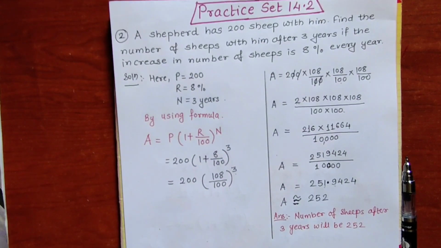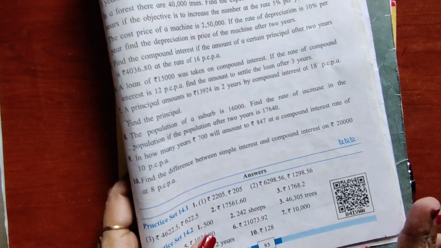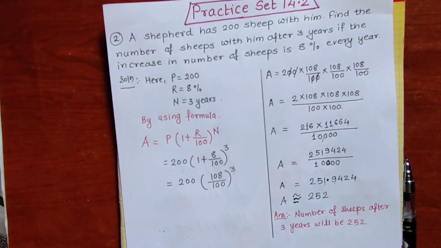Now see children, sometimes there may be a printing mistake in the textbook also. We are having 242 sheep in the textbook as the answer. So check your calculation properly and then write the answer. It may be a printing mistake.